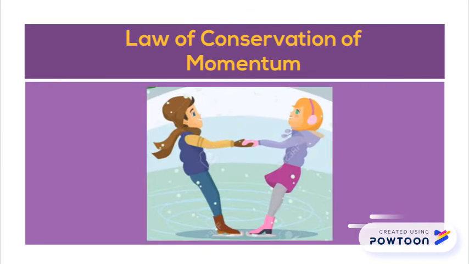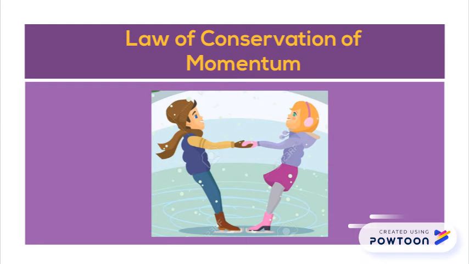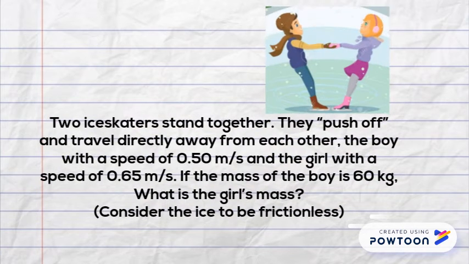Now let's have an example of an inelastic collision. Two ice skaters stand together. They push off and travel directly away from each other. The boy with a speed of 0.5 meters per second and the girl with a speed of 0.65 meters per second. If the mass of the boy is 60 kilograms, what is the girl's mass?